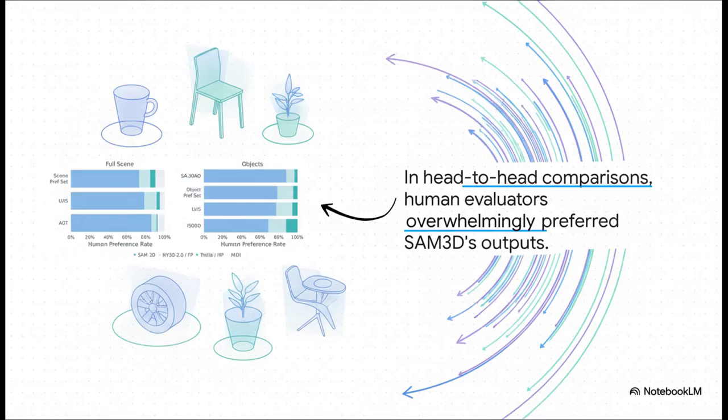The results are, well, it's a knockout. It's not even a close fight. They had humans compare SAM3D's outputs against other top models, and as you can see from these charts, people preferred SAM3D by a huge margin, like over 5-to-1 in some cases. In AI research, a gap that big isn't just a win, it's total domination.